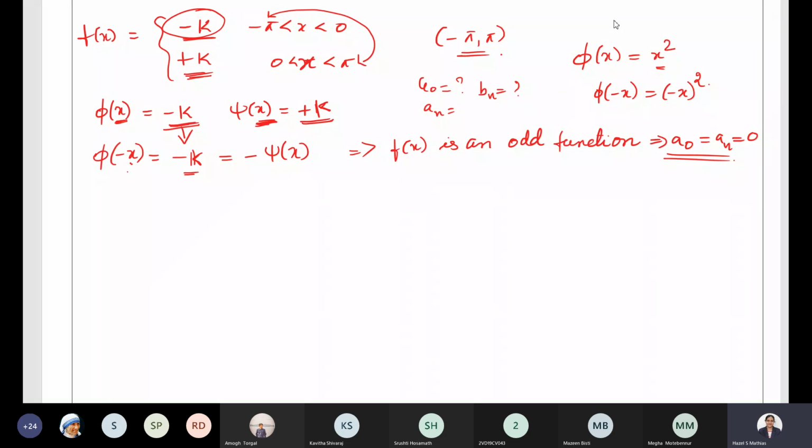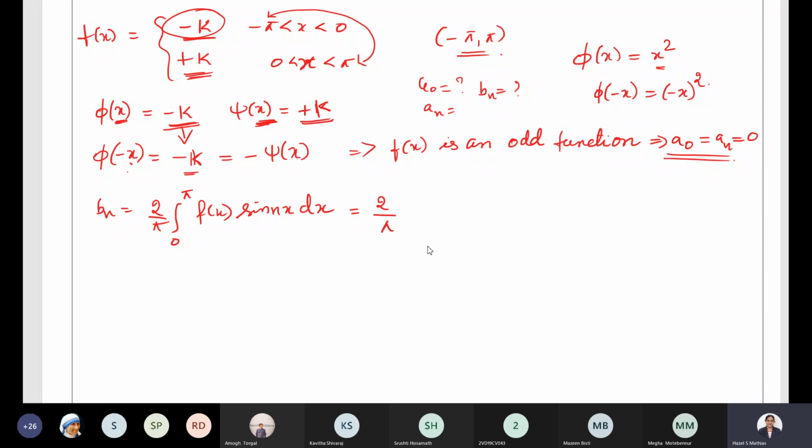So as we have got it to be an odd function, we know both the Fourier coefficients a0 and an are 0. Now we need to find only the value of bn. What is the formula of bn? It's 2 by pi integral 0 to pi f of x sine nx dx. This is the formula of bn. Done? Is it done? Yes, ma'am.